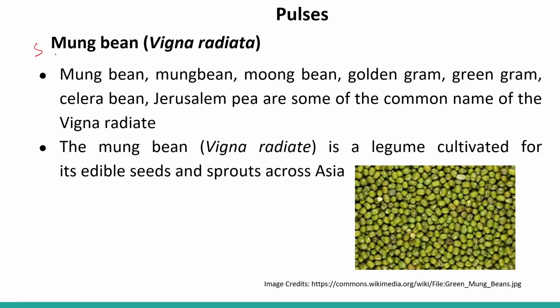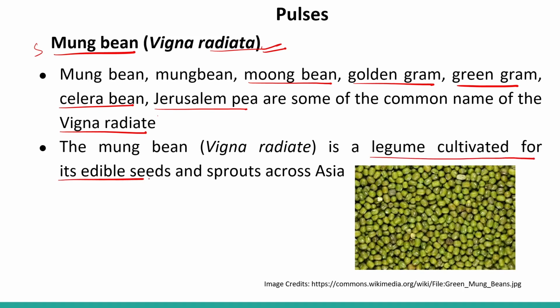Next is the mung bean or Vigna radiata. Mung bean is also called golden gram, green gram, or sometimes by the common name of Vigna radiata. The mung bean, Vigna radiata, is a legume cultivated for its edible seeds. Its seeds are edible and sprout across Asia. So this is also used in the form of sprouts.